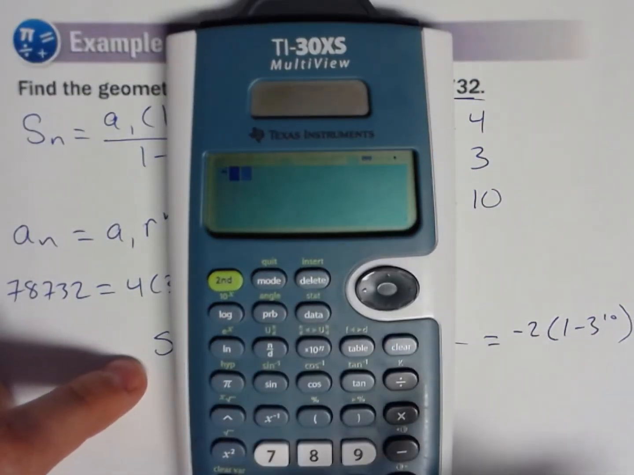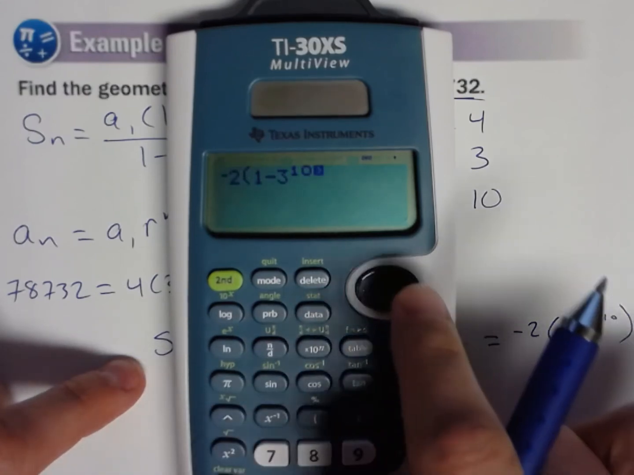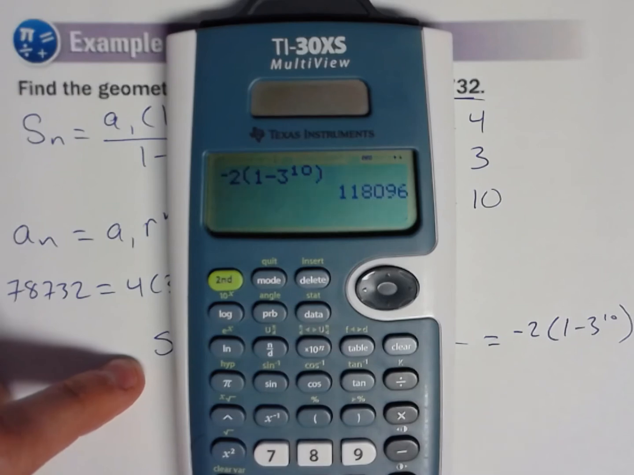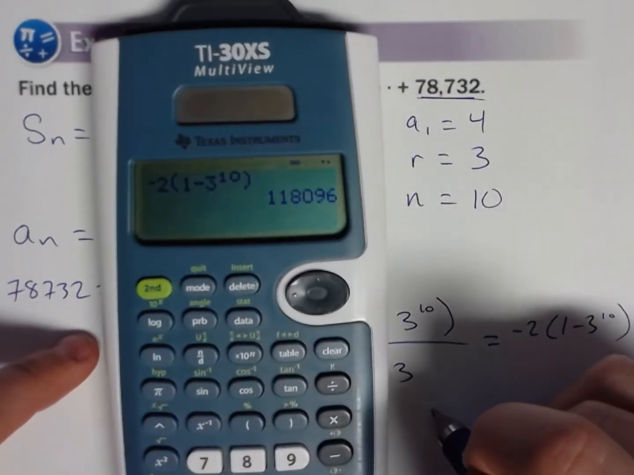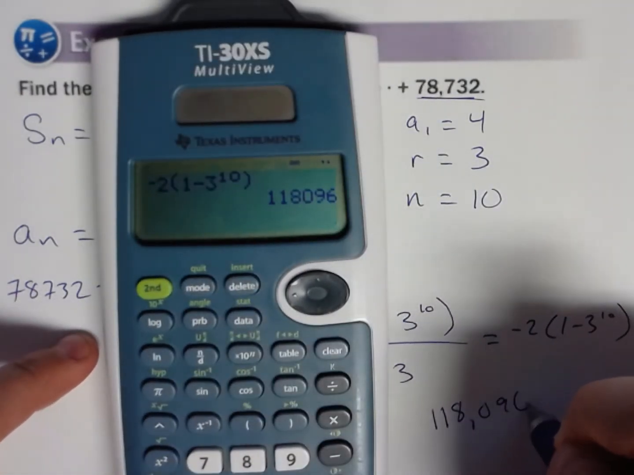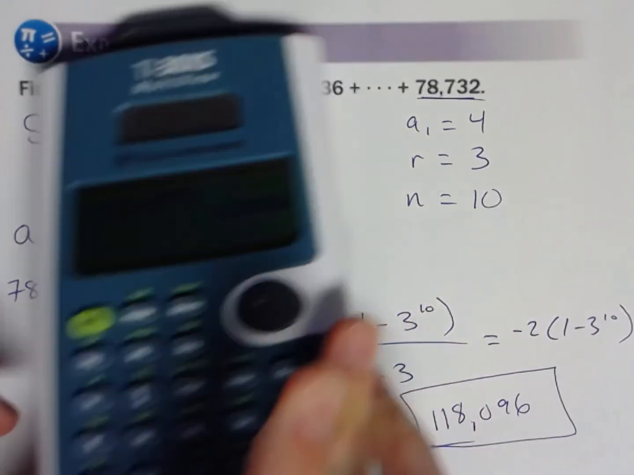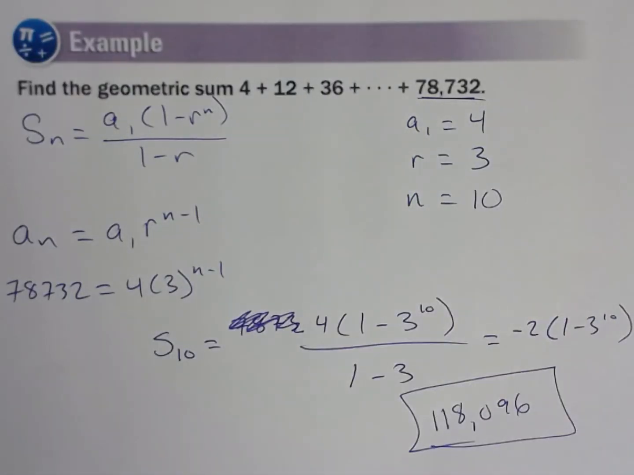And so we get negative 2 times 1 minus 3 to the 10th power. And it's a pretty big number, 118,096. So if we add up all those terms, we would get 118,096.